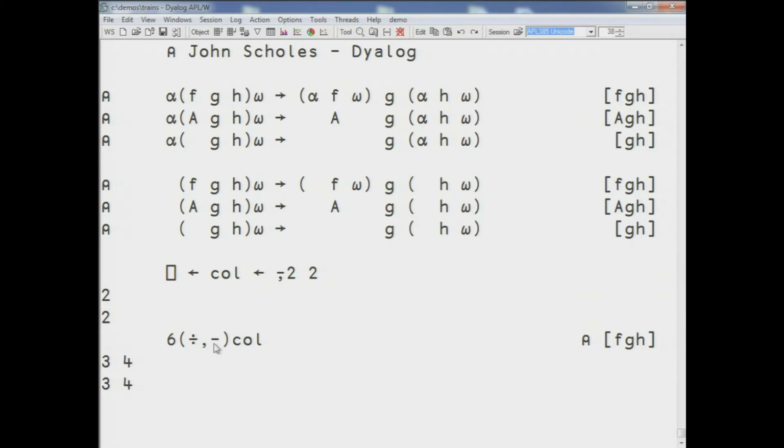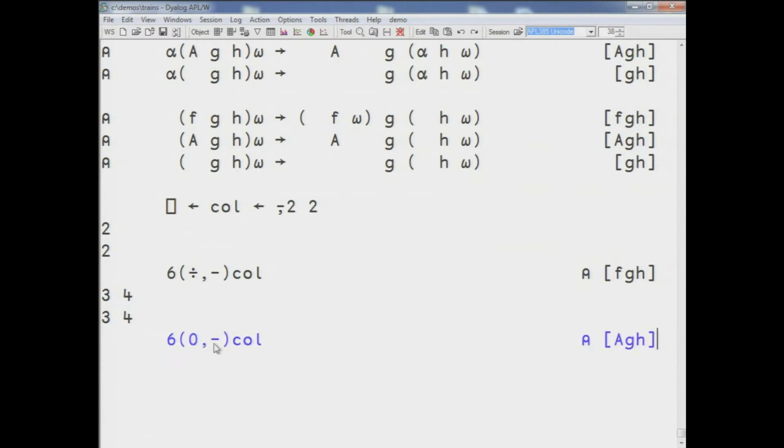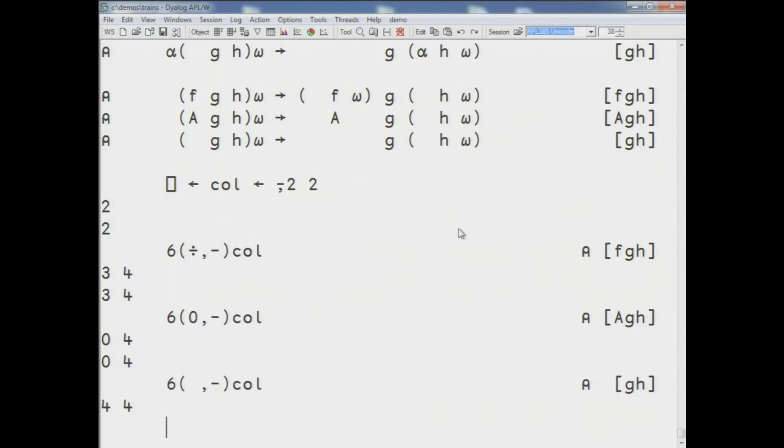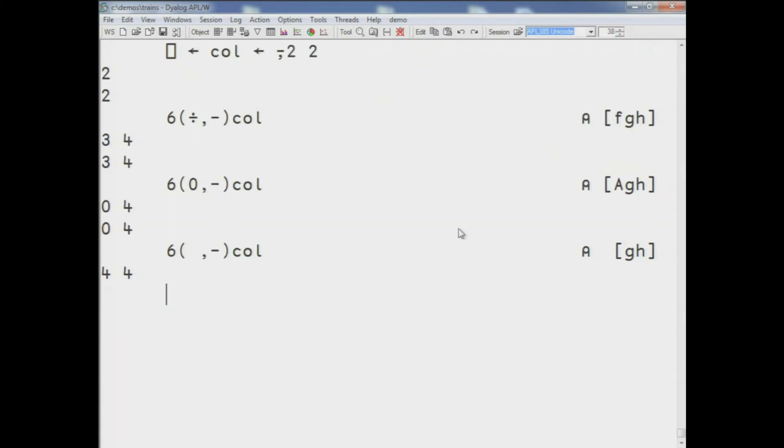Nothing clever. So the next flavour, if I had an array as the left tine, then I have 0 catenated with the difference, 6 minus col. You see the difference between those? Yeah, it's just applying these definitions. And a final one is if I have a 2 train, this is just applying ravel, monadic in this case, to the 6 minus col. Those are the 3 cases.